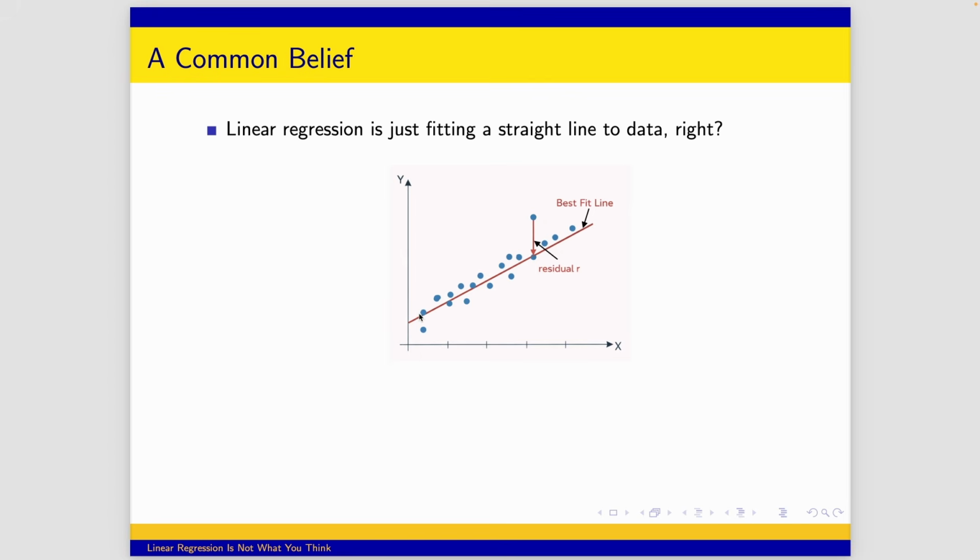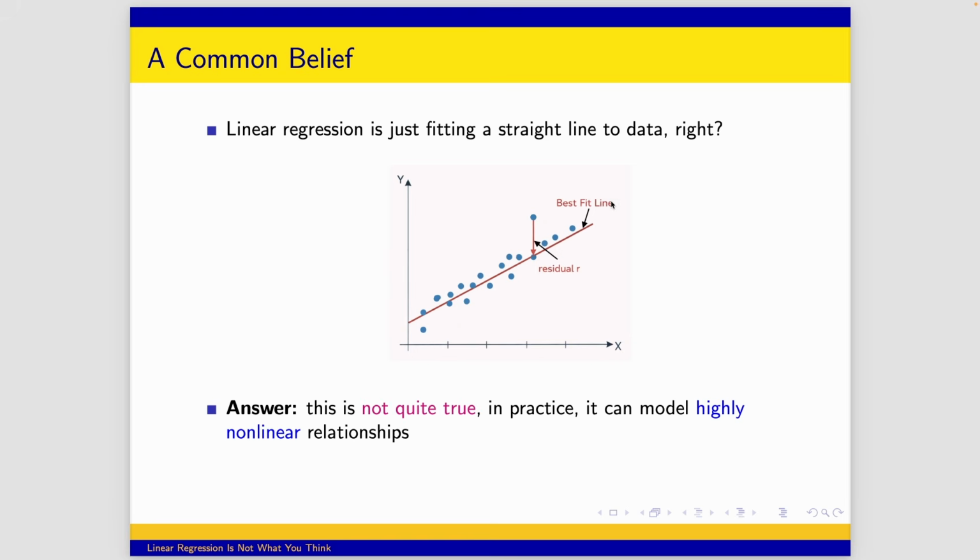But if this was linear regression, then we wouldn't be able to do very much with it because very few relationships we're interested in are linear like this. So is this really what we mean by linear regression? Actually, no, not in machine learning. This is not what we call linear regression. This is an example of it. In linear regression, we can in fact model highly nonlinear relationships. So what do we mean by linear? Well, that's what we're going to find out.